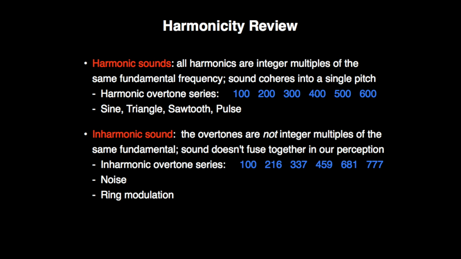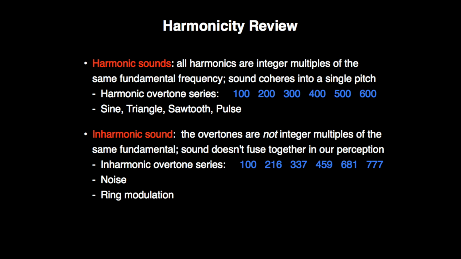So for instance, a harmonic overtone series might be 100, 200, 300, 400, 500, 600. 100 is our fundamental frequency, and then all the overtones are integer multiples of that. 2 times that, 3 times that, 4 times that, etc. And this is the kind of harmonic spectrum we have in triangle waves, sawtooth waves, pulse waves, things like that. A sine wave doesn't have any overtones, but because it's just a fundamental, it's still a harmonic sound.